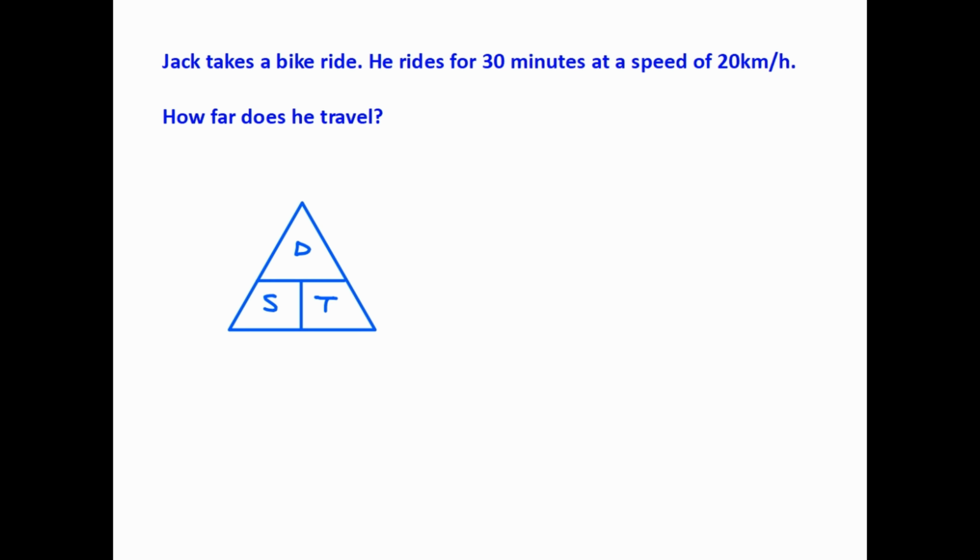Now, first of all, we need to look at the units involved here, because the speed is kilometers per hour, but the time we are given is minutes. For a triangle like this to work, the units have to be the same, so we're going to have to convert. In this case, 30 minutes is half an hour, which is 0.5 hours. That's the first thing we have to do, get the units to match up in order for this to work. The question is now, what are we being asked to find? And the answer is the distance, how far.